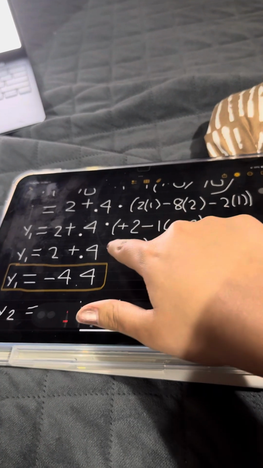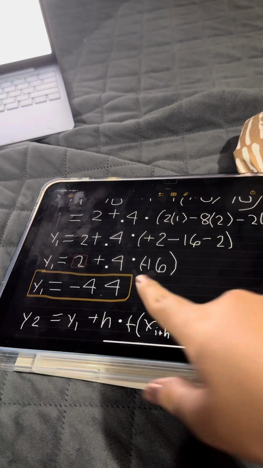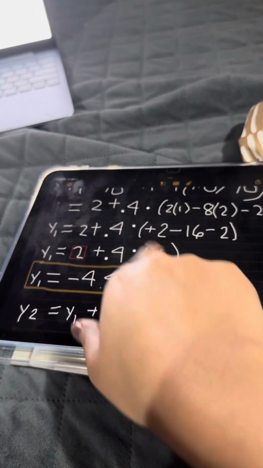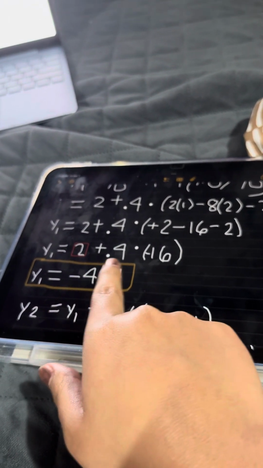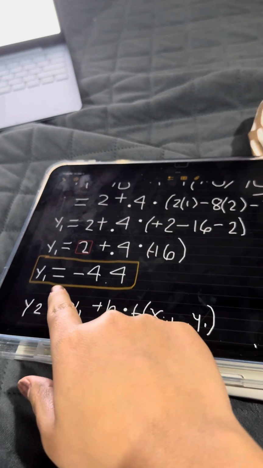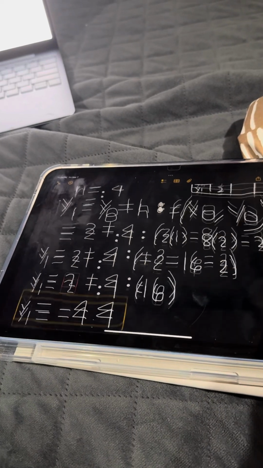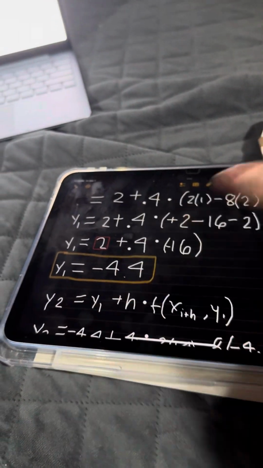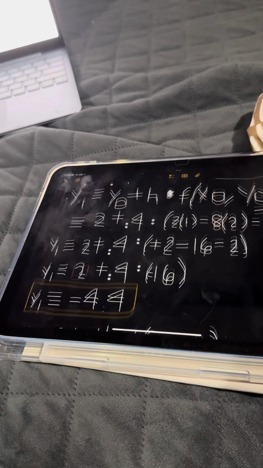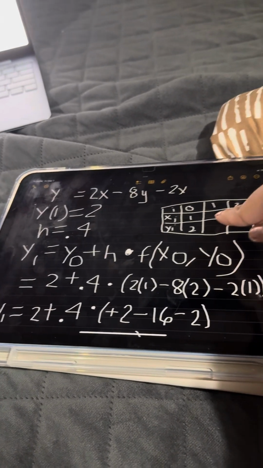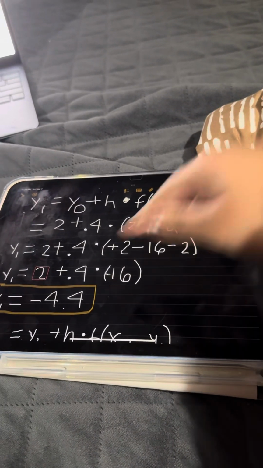That is wrong. Let me just put the negative sign right there. And we're going to be doing this final step, which is our 2 plus 0.4 times negative 16, which is going to be our y1. It's going to be over here, and it's our negative 4.4. Then, since this is our first step that we did, we already knew that the x1 was going to be 1.4. And now we know that y1 is negative 4.4.